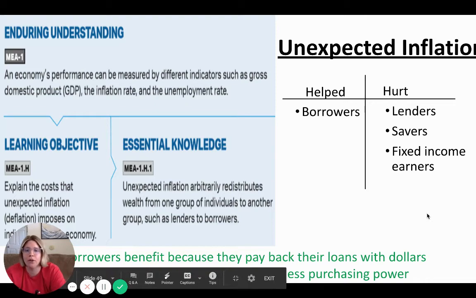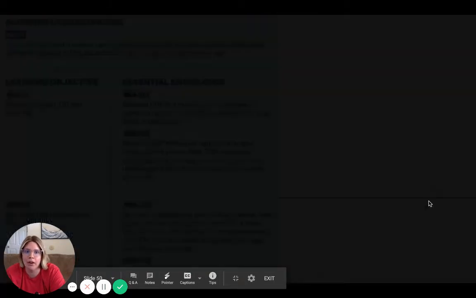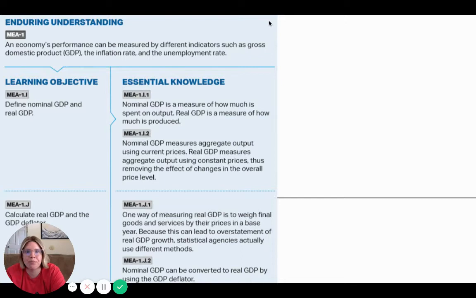Make sure you include that if you're going to explain why they're affected by that unexpected inflation.